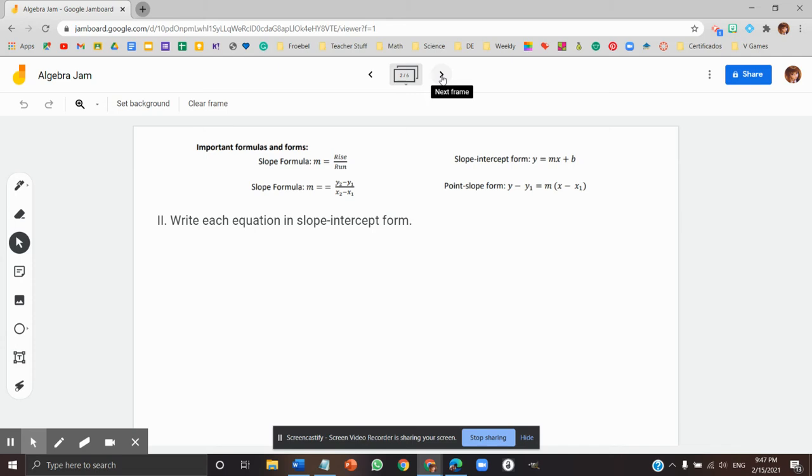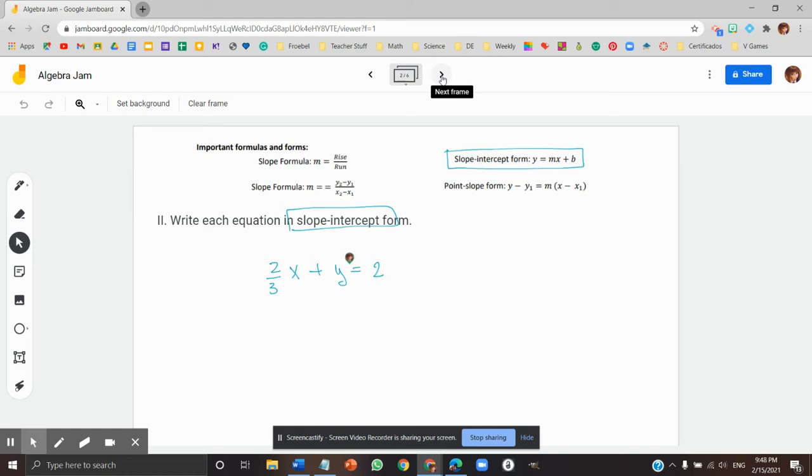In the second part of your quiz, it says to write each equation in slope-intercept form. And again, slope-intercept form is this one right here. I'm going to give you an equation. Maybe it does not look like your slope-intercept form. You just have to move it around until you can make that happen. So for example, just an example, you have 2 over 3 times x plus y equals 2.